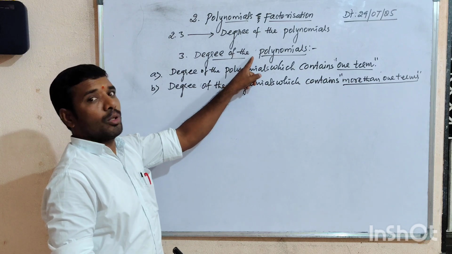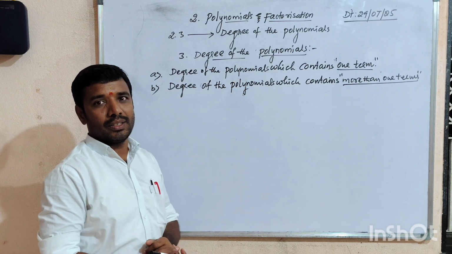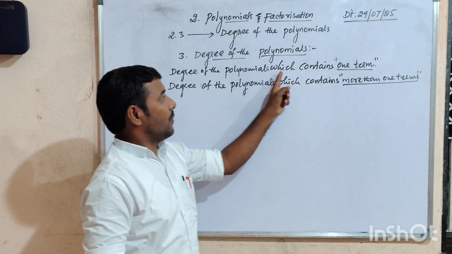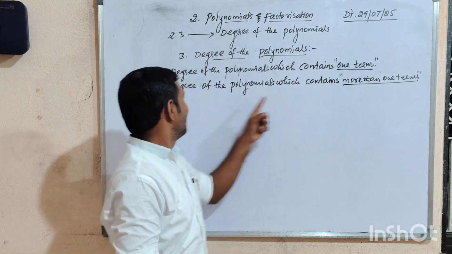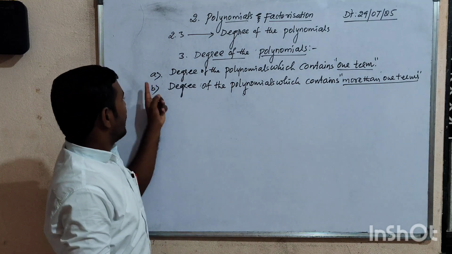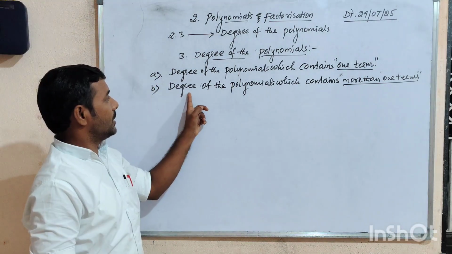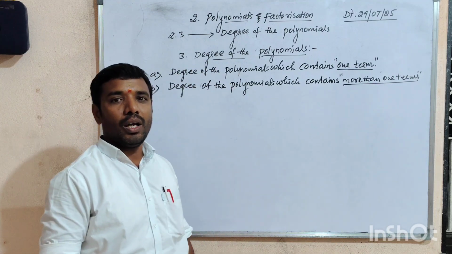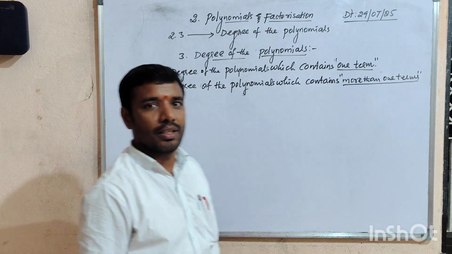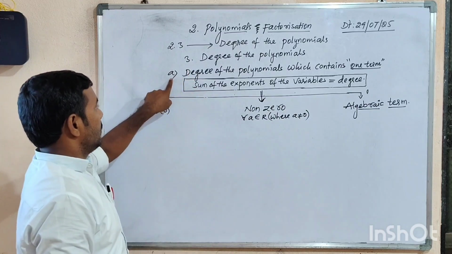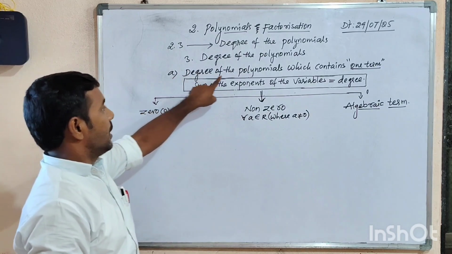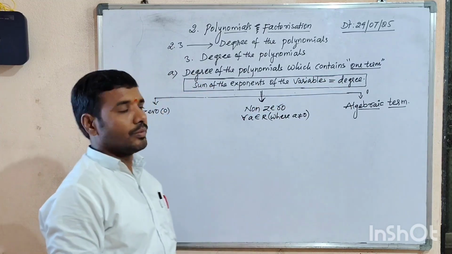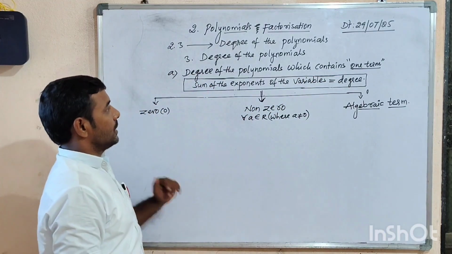For the degree of the polynomials we made 2 categories. Among them, A is the degree of the polynomial which contains one term. Second, B, is the degree of the polynomials which contains more than one term. So what is first? Point A: the degree of the polynomials which contains one term. This is the topic to discuss.